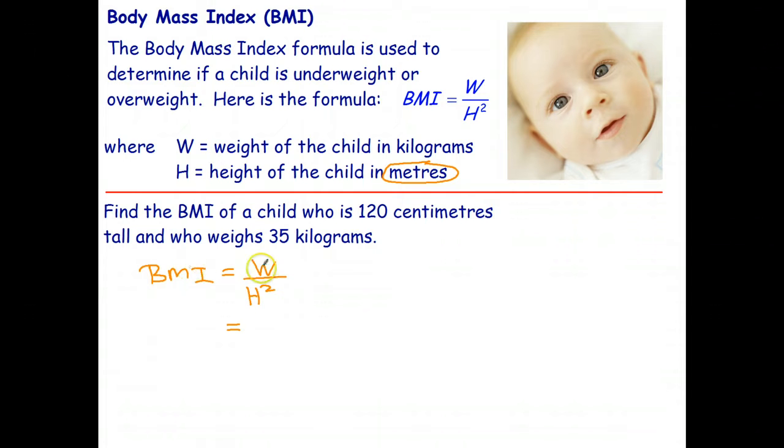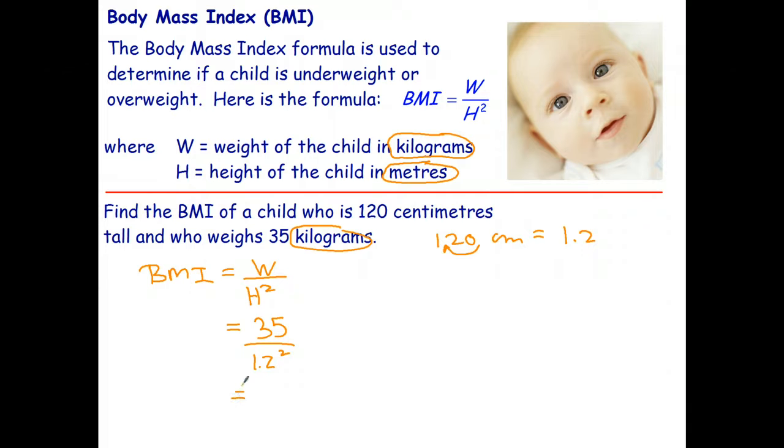So in this case, W is the weight, which is 35 kilograms. Always make sure that these units match these units, otherwise you might need to convert. And the H is height in meters, so 120 centimeters needs to be converted to meters. There's 100 centimeters in a meter. To divide by 100, move your decimal point 2 places, and you get 1.2 squared.